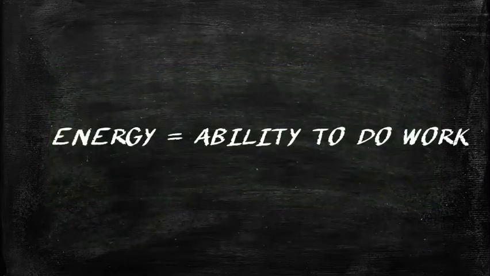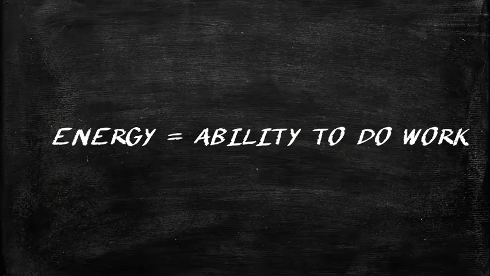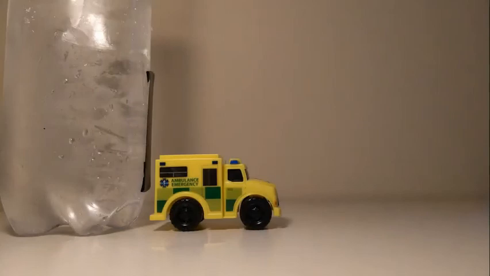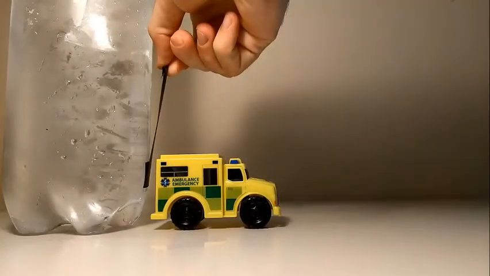A good way of conceptually understanding the idea of energy itself is to think of it as the ability to do work. Now we can use that. Here we have a very simple experiment to demonstrate what are the different types of energy in a fluid. We have a toy car sitting next to a bottle of water. And what we've done is we've cut a hole in the bottle of water, and for the moment we've covered that hole with a piece of tape. So let's look at what happens when we remove the tape.